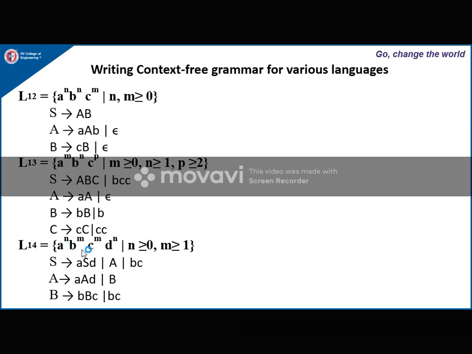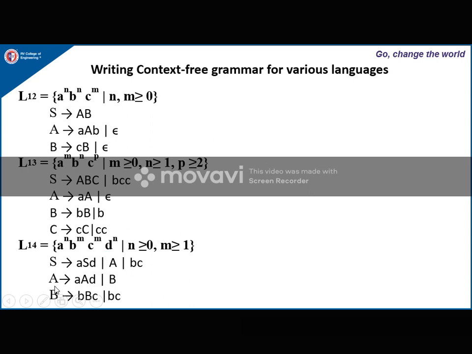Next you can observe here a^n d^n b^m c^m. So you can observe inside this you have this. So a, S, d, to generate the outer part. Or if you want only, because here n can be 0, you can directly go for A, where you generate only the inside part.